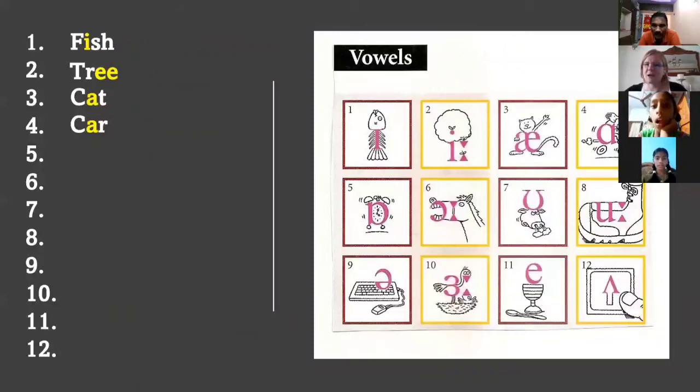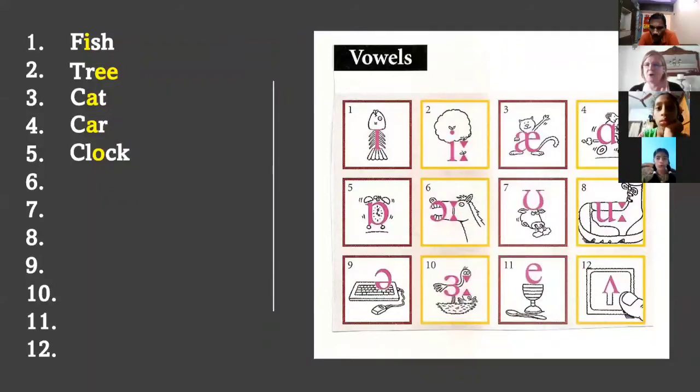Car. It's a long sound. Car. Great. So the sound is ah. Great. Okay. Number 5 is clock. Clock. The sound is oh.